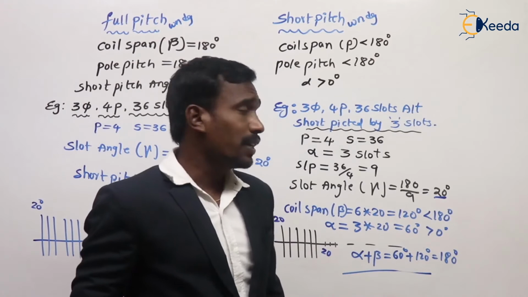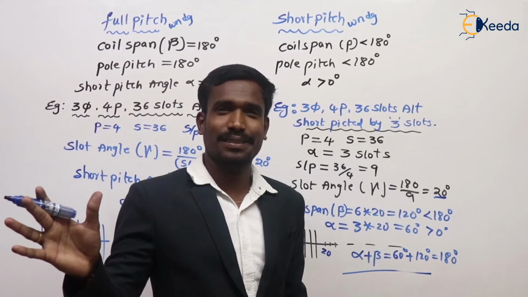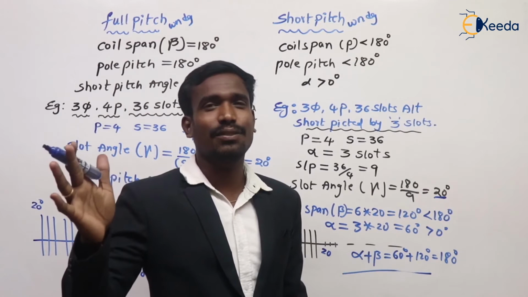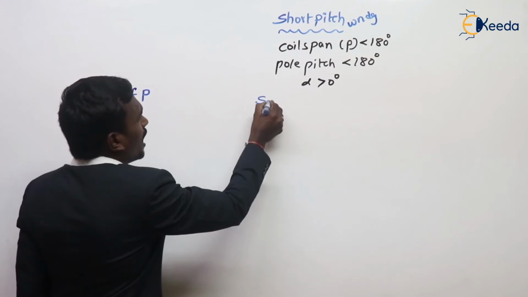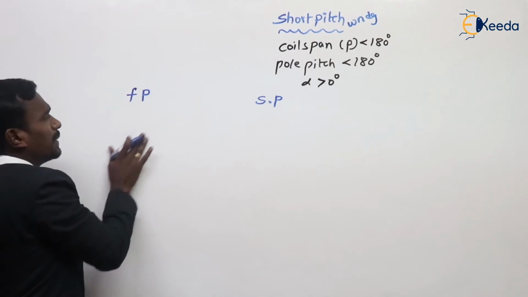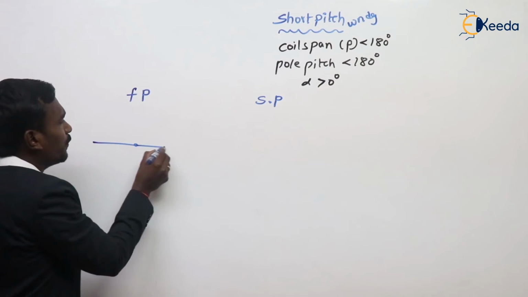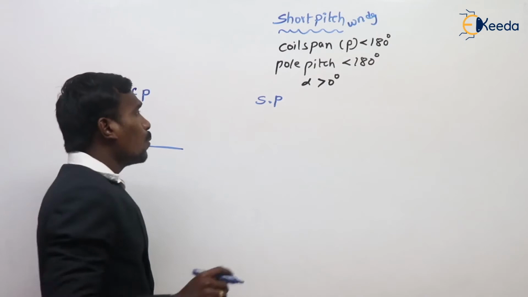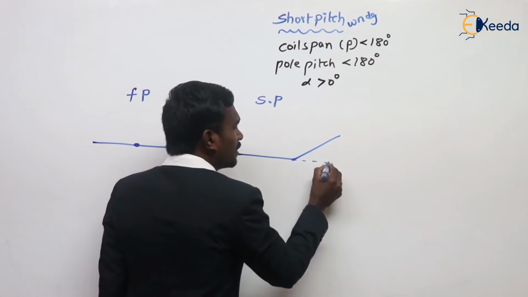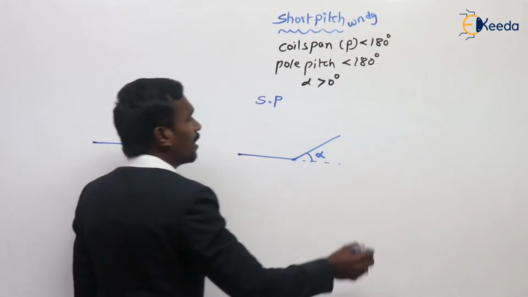So here we have to eliminate the 3rd, 5th and 7th harmonics. What is the criterion? How can we eliminate these harmonics? Let's see. Generally, we are discussing full pitch and short pitch windings, right? In full pitch winding, the slots are in phase with each other. For example, I am taking 2 slots. In full pitch winding, the 2 slots are in phase with each other, whereas in short pitch winding, the slots are not in phase. These are displaced by the short pitch angle alpha.